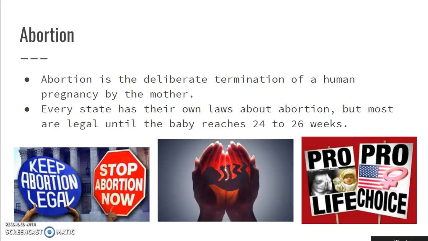Every state has their own laws about abortion because it is a state issue rather than a national issue, but in most states, the average law is that the baby can be aborted before it reaches 24 to 26 weeks.